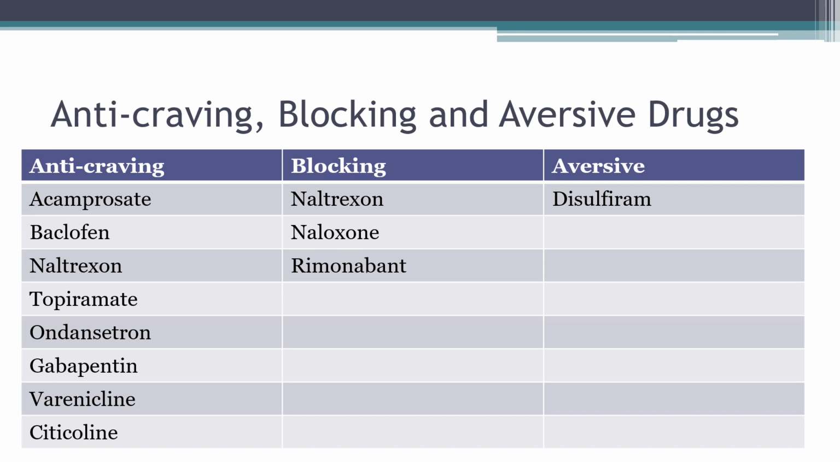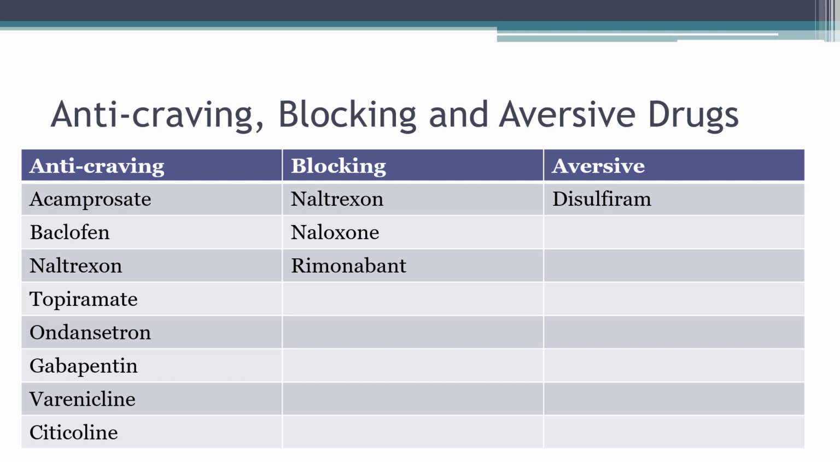So other than drugs used for detoxification, there are other drugs also available for relapse prevention, like anti-craving drugs, blocking agents, and aversive drugs. In anti-craving drugs, acamprosate, baclofen, naltrexone can be used for alcohol. Topiramate is also useful in alcohol relapse prevention.